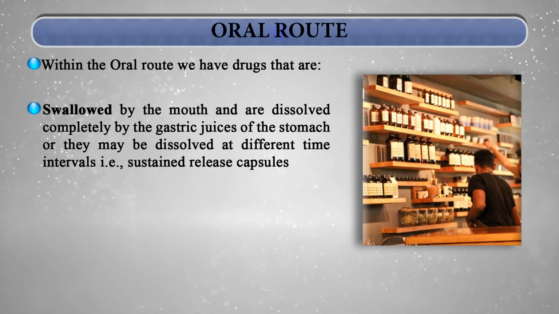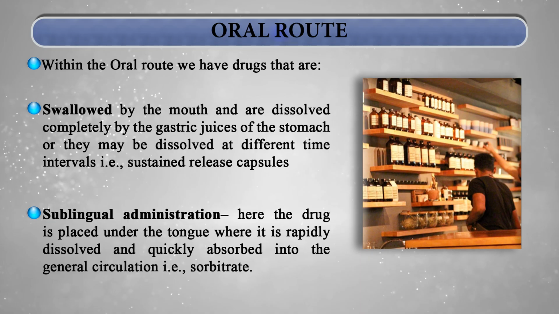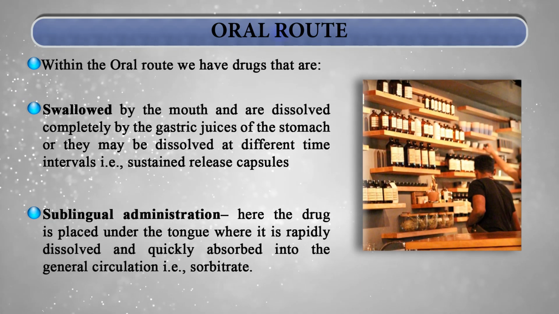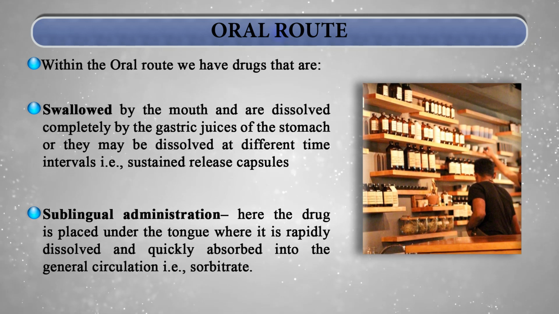Second type of oral is sublingual. Sublingual administration of a drug is also a type of oral route in which the drug is actually placed under the tongue. This happens mainly in emergency cases where swallowing of a drug is difficult. For example, if a patient suffers a cardiac problem, a heart attack, then you cannot ask, and it is not possible for a patient to swallow that drug.